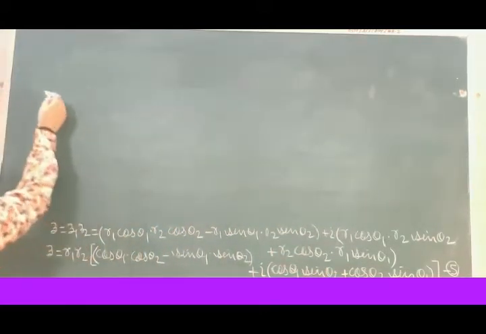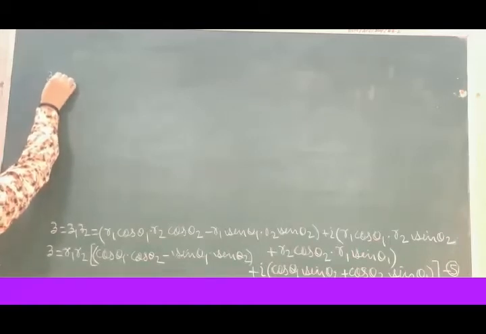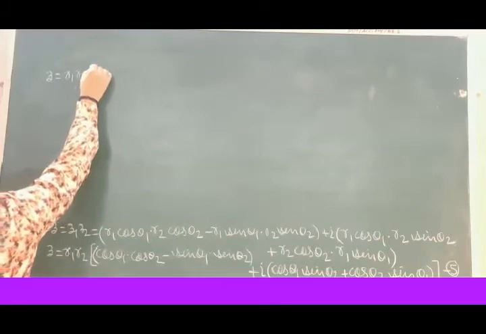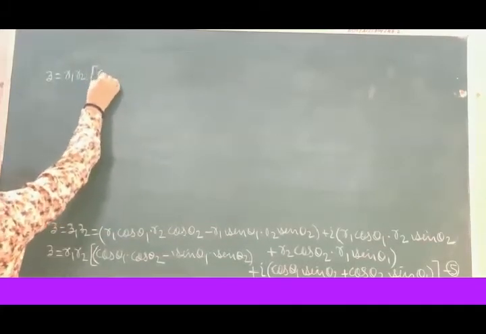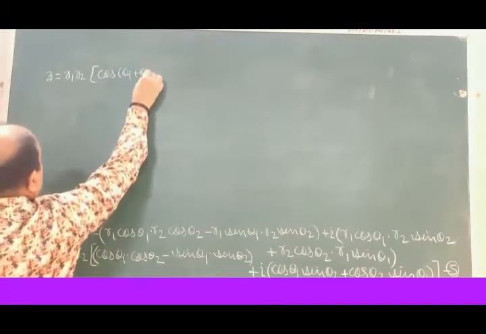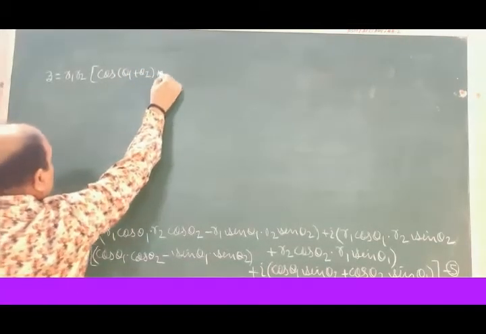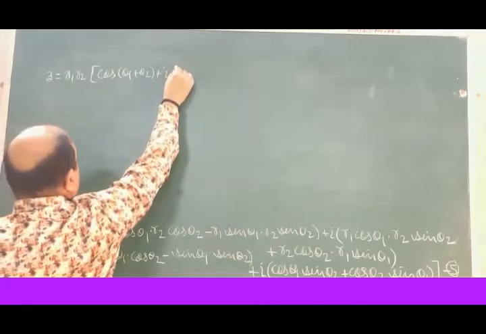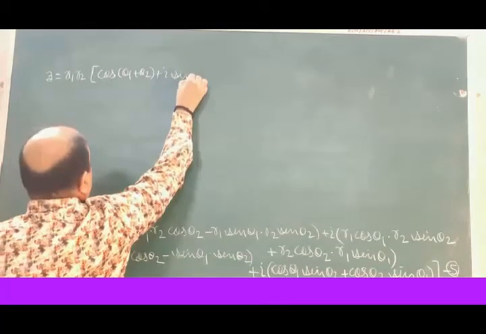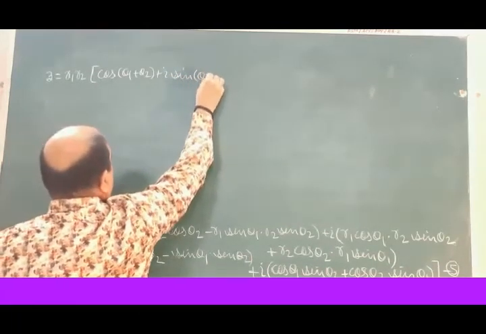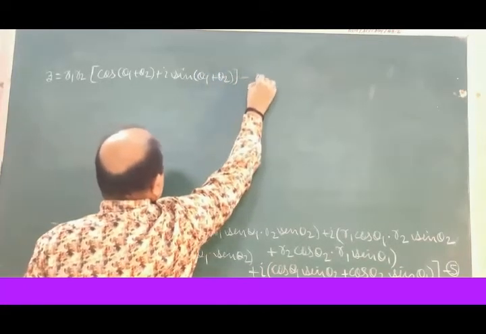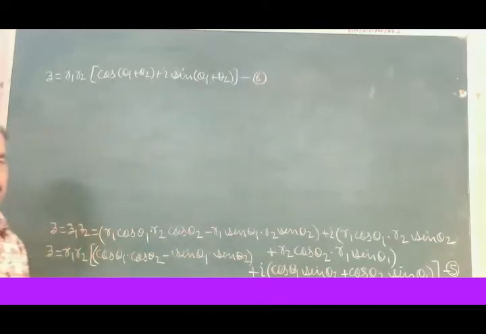z is equal to r1 r2 into cos theta 1 plus theta 2 plus i sin theta 1 plus theta 2, equation number 6.